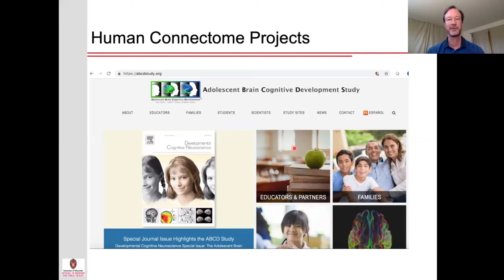So hopefully I've convinced you that the resting state fMRI signal truly is neuronal in origin and that it can reflect really interesting differences in behavior and brain organization.